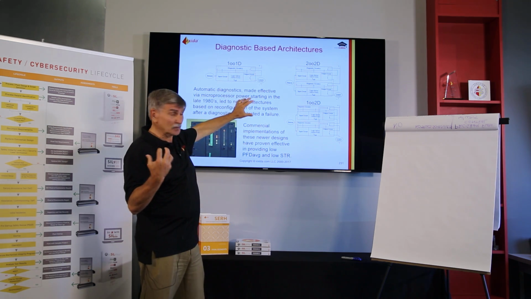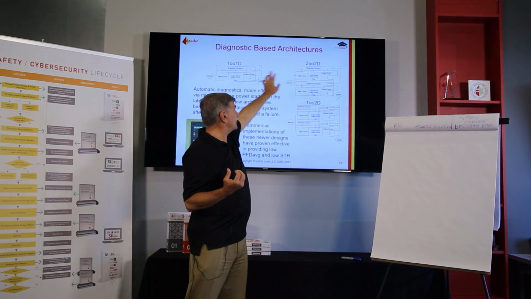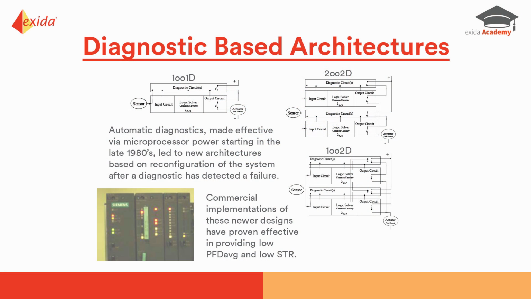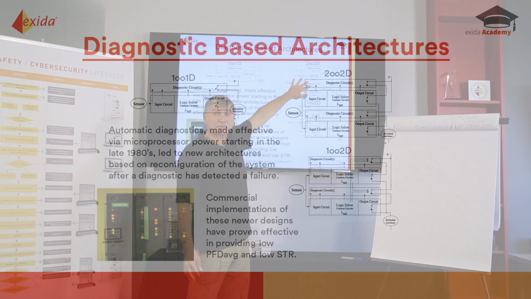A natural evolution of that is to simply take two of these 1 out of 1Ds and wire them in parallel. So even if there's a diagnostic failure on one, the other one can keep the plant running. 2 out of 2, remember? And this is the classic architecture actually used by most of the early DCS controllers.